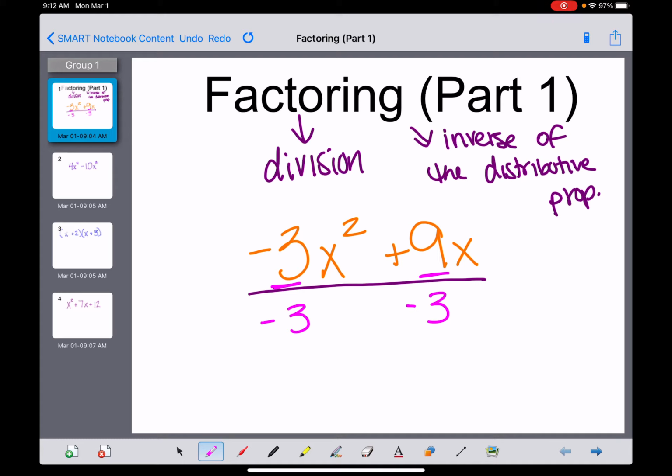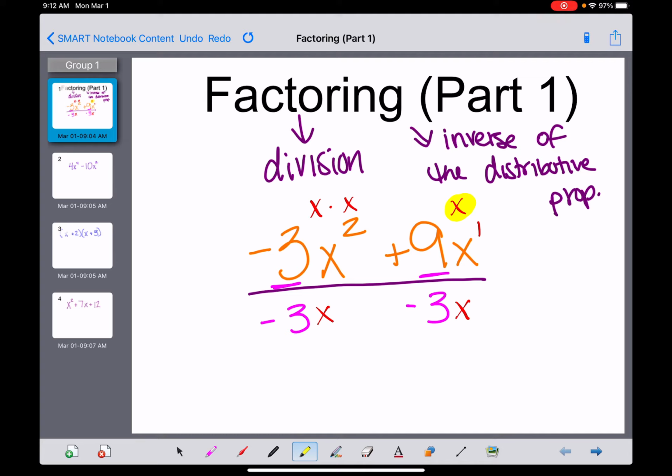Now I'm going to look at the variables. So I have x squared, which means I have two x's that are being multiplied, and then just x to the first power, which is just x. So if my first term has two x's and my second term only has a single x, that means I can only divide out by 1x. It's like having a bank account and you only have $1 in it. If you only have $1 in it and you take out $2, all right, you're going to be charged because you took out more money than what you have.